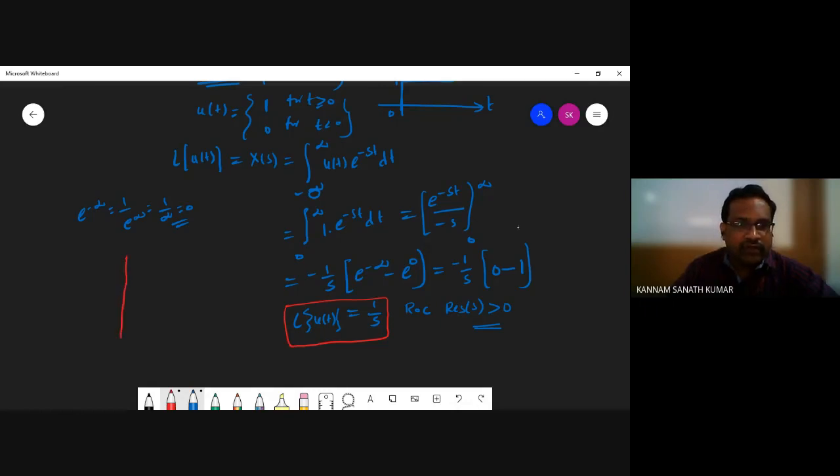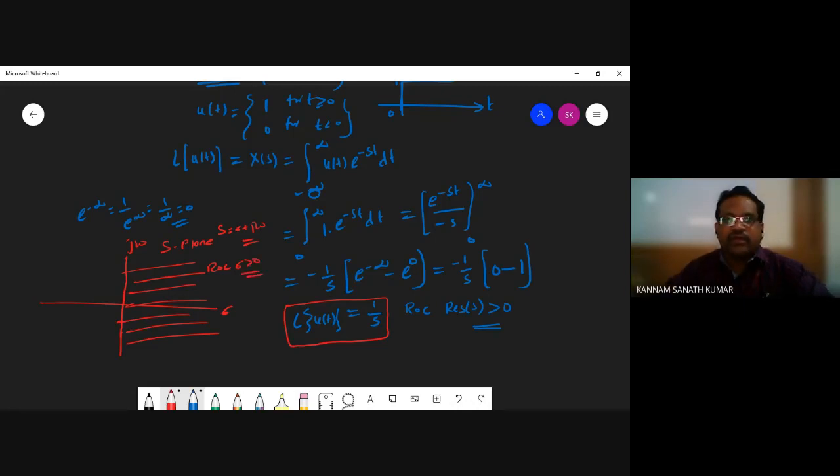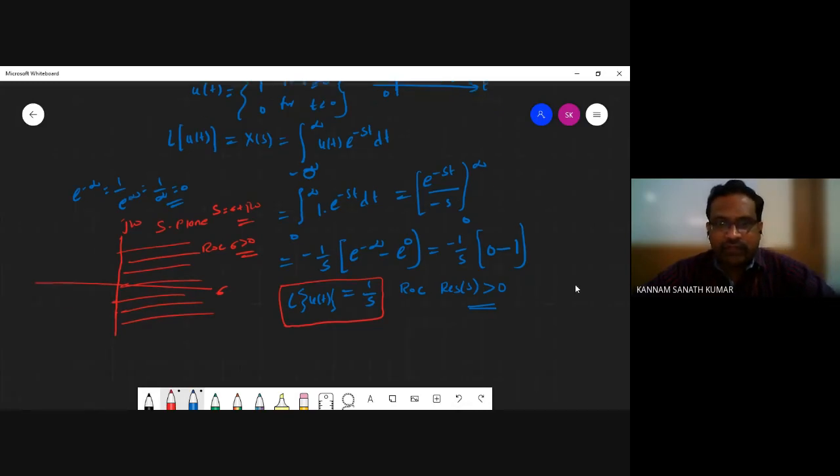So for the ROC, if you draw, this is sigma and this is j omega. This is the s plane, where s equals sigma plus j omega. So this is the ROC. The ROC is the real part. What is the real part for the s plane? Sigma is the real part. Sigma greater than 0. It is defined only at sigma greater than 0. So this is the ROC of the unit step function.